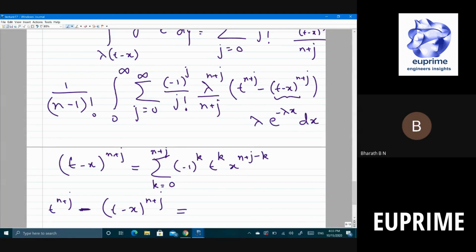See, when k is 0, that's not true. When k is n plus j, what do we have here? Minus 1 power n plus j, right? Sorry, when k is n plus j, t will be t power 0, and minus 1 power k, that is n plus j. So that will be a constant term. This is slightly tricky now, right? Slightly tricky. Okay, guys, you have to think now. So what do you think is the next step? What is it that you would do? Sumit?